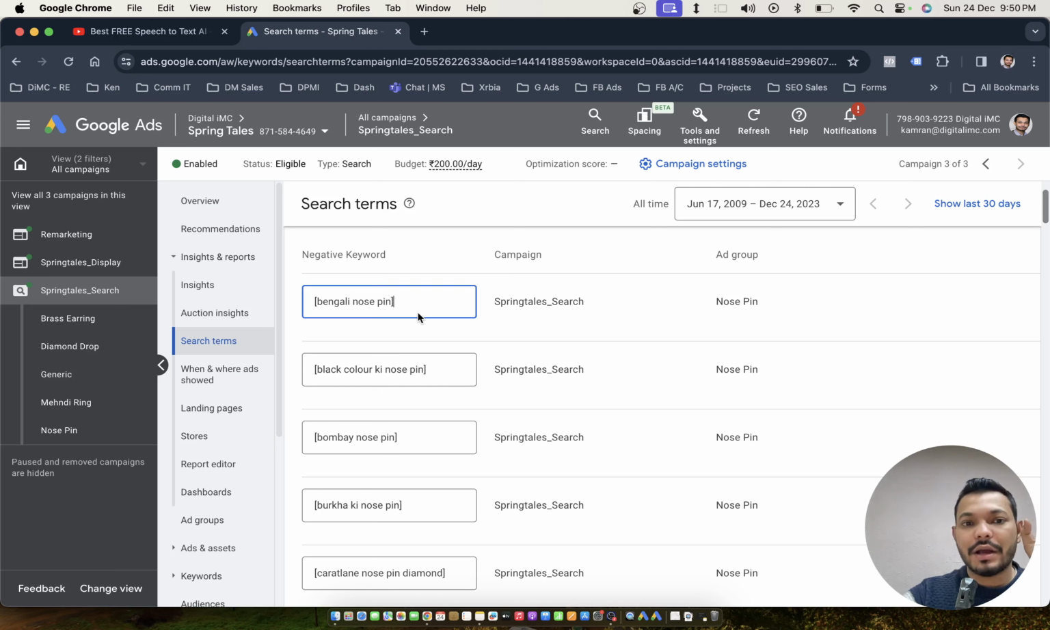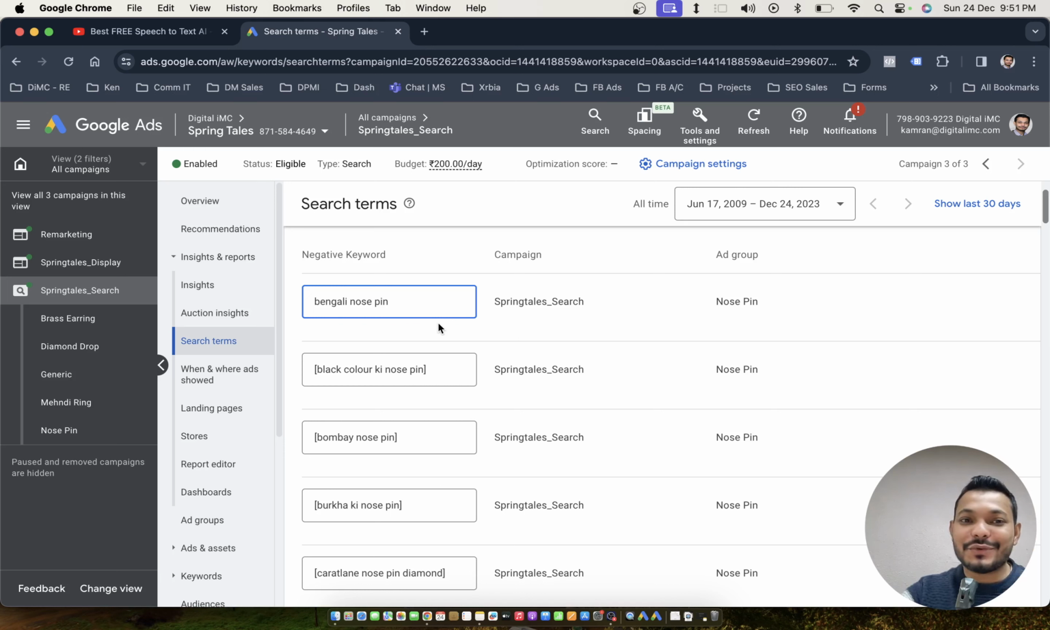It's quite simple. However, if I remove the square brackets from here and only add Bengali nose pin as a broad negative, in that case, the ads will not be served to someone where the search query has these three words, Bengali nose pin, in any order. If someone types, I want Bengali nose pin, ads will not show up. If someone types Bengali nose pin design for me, ads will not show up. If someone types Bengali nose design, the ad will show up, right? So these three words are supposed to be there in any order, and then ads will not show up.